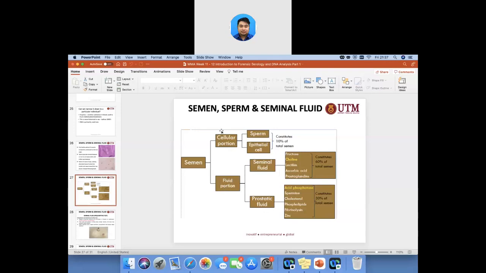All right, so usually the cellular portion has the sperm and epithelial cells, but the fluid portion is the seminal fluid. In your seminal fluid, it will consist of fructose, choline, lecithin, ascorbic acid, prostaglandins. All right. In your prostatic fluids, we also have acid phosphatase, spermine, cholesterol, phospholipid. Right. So all of this you can detect.